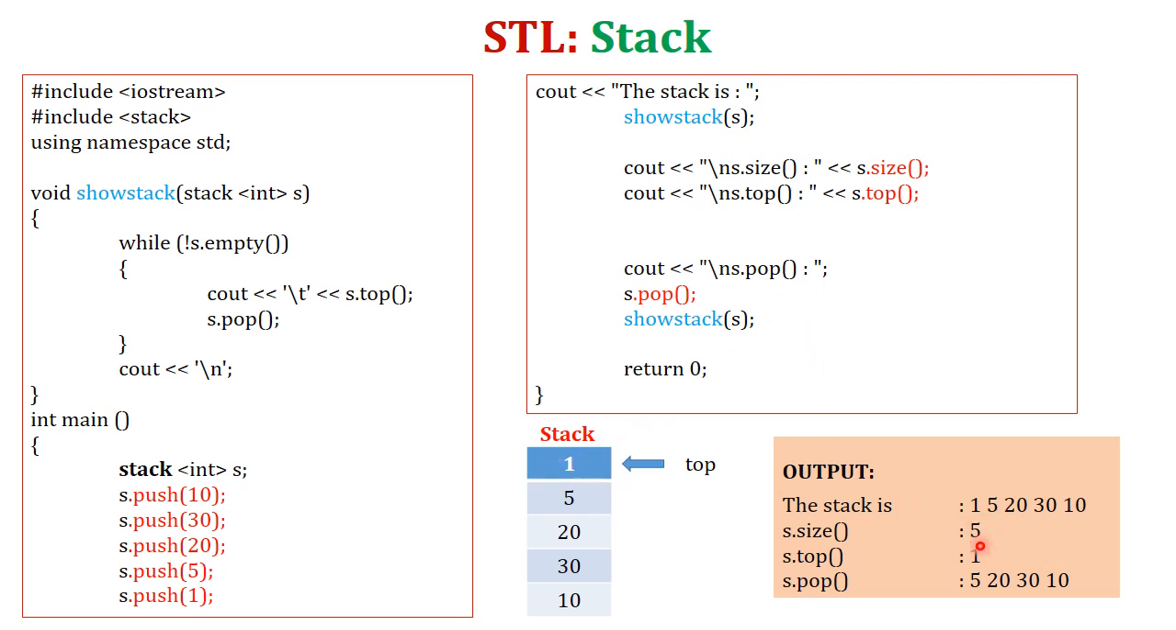See, 1. And next one is s dot pop. So what is the role of pop here? It will delete the element, that is, it will delete the top element. So which one is the top element here? 1 will be deleted. The top will decrement, then it will point to the next element 5. So now again if you call the show function, it will show the content of the stack. What is the current content of the stack here? Already 1 is deleted. So 5, 20, 30, 10.